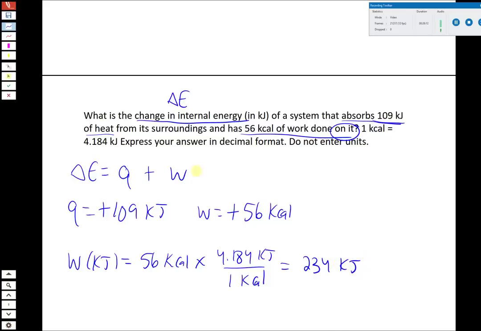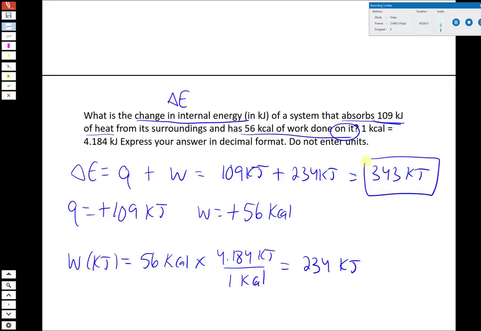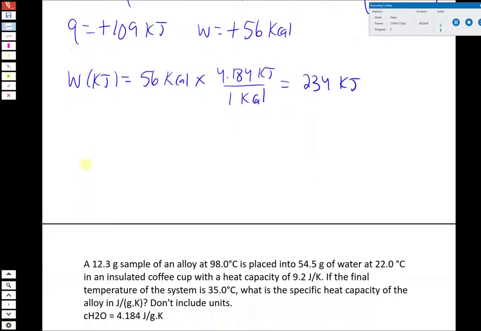kilojoules. So then when we add the two together, we have 109 kilojoules for Q, which is a positive number, plus 234 kilojoules for W, which is also positive, and what we end up with is 343 kilojoules. Positive number. Okay? So that's delta E in this case. So if we give you Q and W, you just have to add the two together, but remember that before we add two numbers together, they have to be in the same units, and we also have to make sure of their signs. They're both positive in this case because it's absorbing heat and having work done on it. Those are both positive.